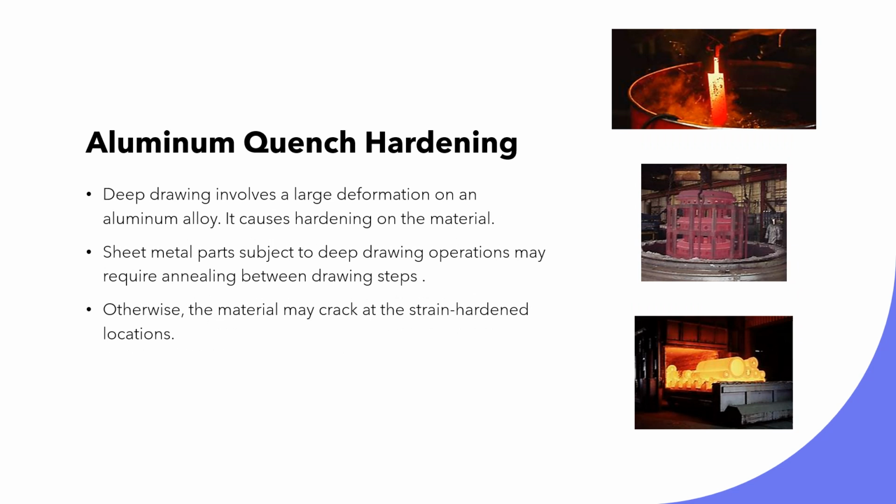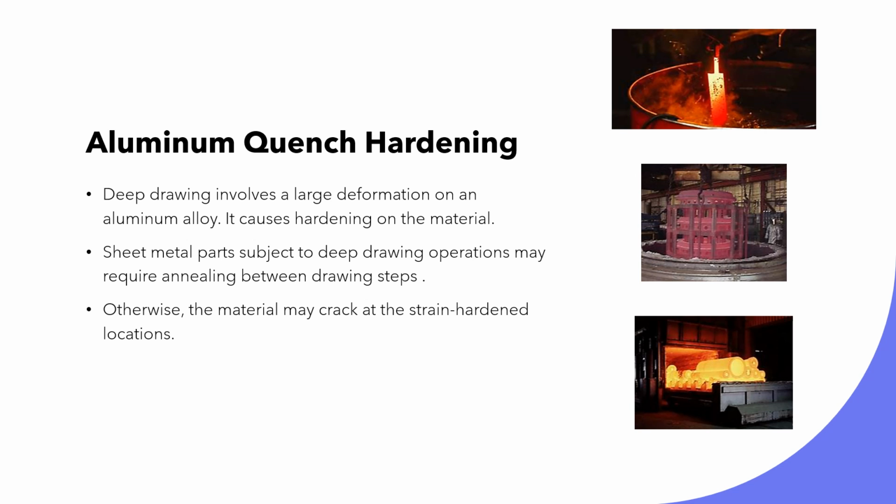The next method is aluminum quench hardening. Here you do the deep drawing, which involves a large deformation on an aluminum alloy. Why are we doing it? Because we want to harden it. This process usually hardens the material, so it causes hardening on the material.